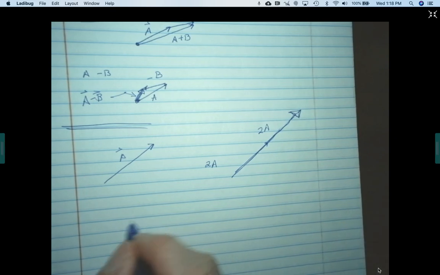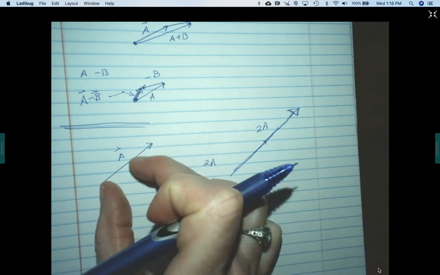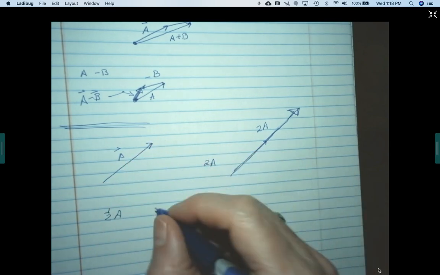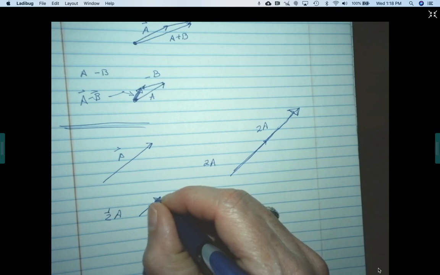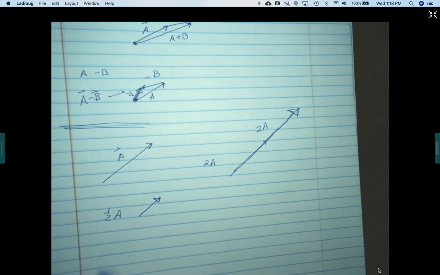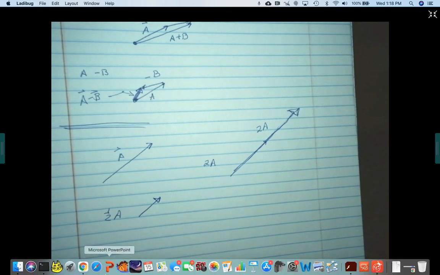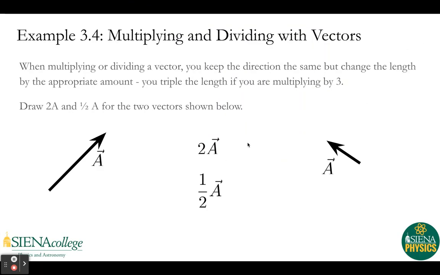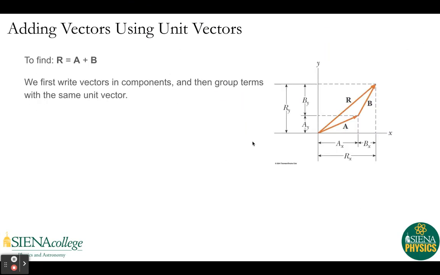If we do 1/2 a, we take the vector again, keeping the direction the same, but shrinking it in half. So 1/2 a would maybe look something like that. Same direction, but half as long. So we can add vectors graphically. We can do tip to tail and figure out what the resultant vector is. If we start doing a lot of vectors, that ends up being cumbersome, and keeping track of the angles is a little tricky too.